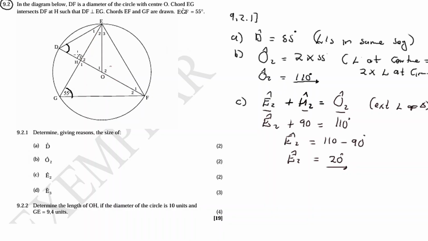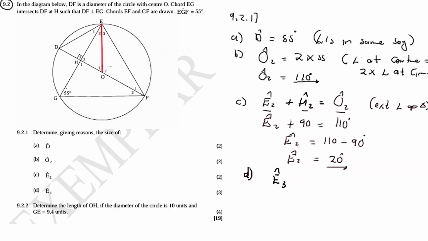E2, you can pause the video and think about it, then come back again. Alright, again, then D, E3. Okay, E3, I think 70 rate.